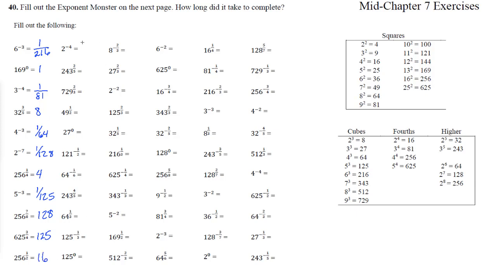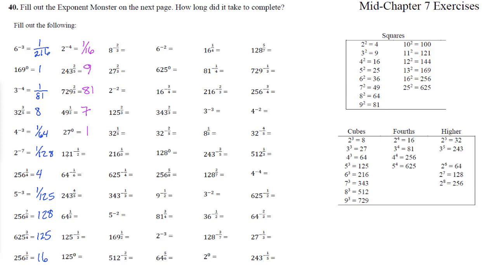Second column, 2 to the negative 4, that's 1 over 2 to the fourth power, which is 16. 243 to the 2/5 power. So we've got to take the fifth root of 243 is 3, and then we have to square that, which is 9. 729 to the 2/3 power, cube root of 729 is 9, squared is 81. 49 to the 1/2 power, square root is 7. 27 to the 0 is 1.